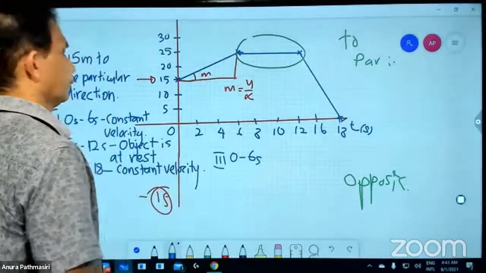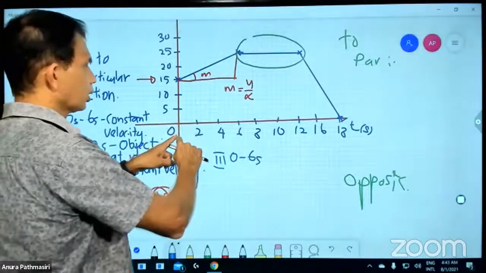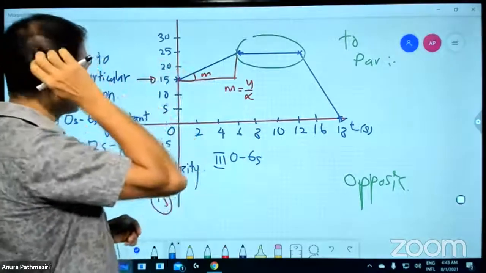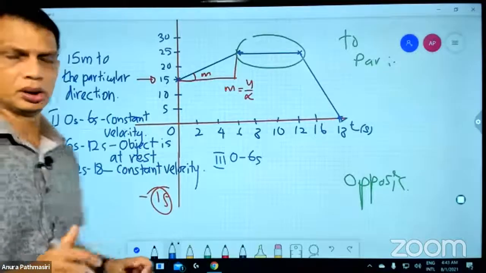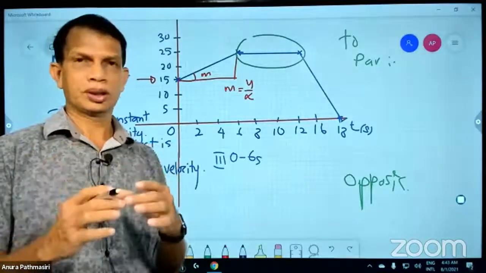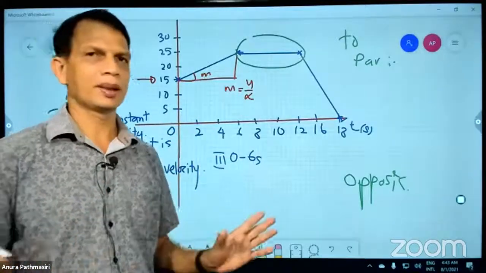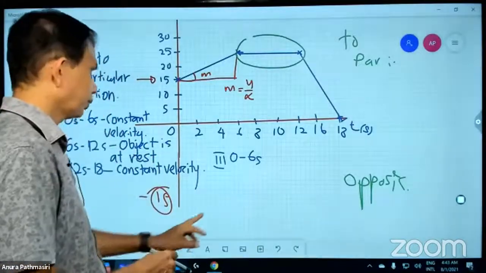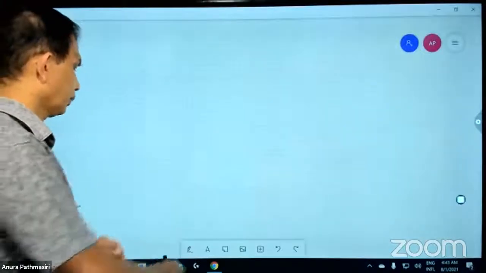Now look at here. The distance it traveled within 0 second to 6 second is calculated. This is a displacement time graph. You must not mix up velocity time graph and displacement time graph. Don't mix up that. I'm going away from this graph for a while.